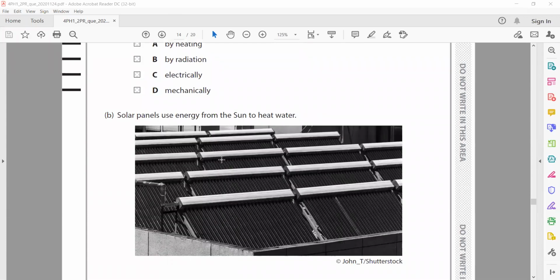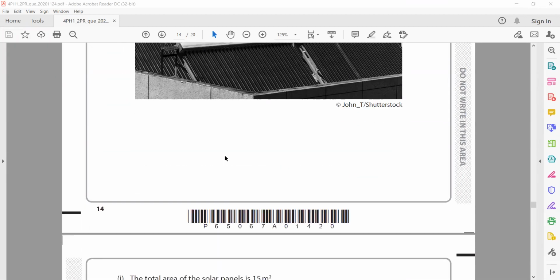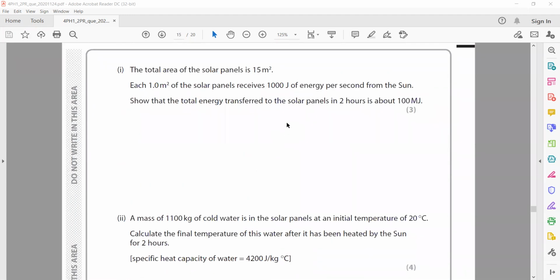Solar panels use energy from the sun to heat water. The total area of the solar panel is 15 meters squared. 1 meter squared of solar panel receives 1000 joules per second from the sun. Show the total energy transferred to the solar panel in 2 hours. So we have the formula. In 2 hours, as I mentioned, 1 meter squared receives 1000 joules. So 15 meters squared will receive X. When you multiply, it will be 15,000 joules.